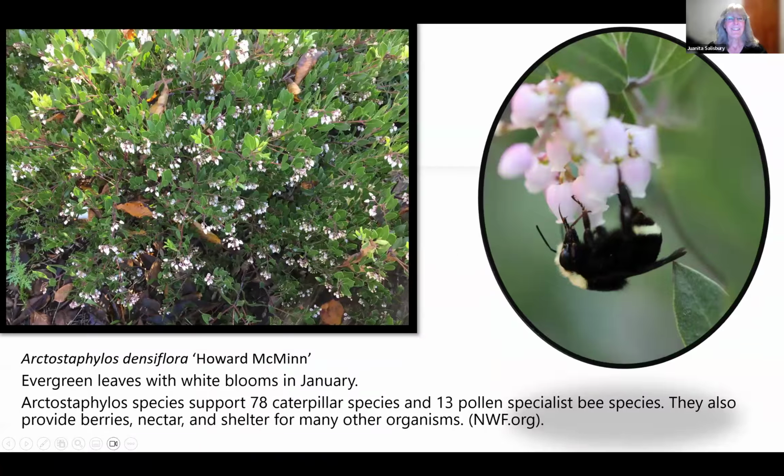Again, the Arctostaphylos, the manzanitas. This is Arctostaphylos densiflora, Howard McMinn. Beautiful evergreen shrub. Blooms in January. Provides support for 78 caterpillar species and 13 pollen specialist bee species. They also provide berries, nectar, and shelter for many other organisms. So you can see why they are a keystone. Lots of different manzanitas to choose from. This is one of my favorites, so super easy to grow.